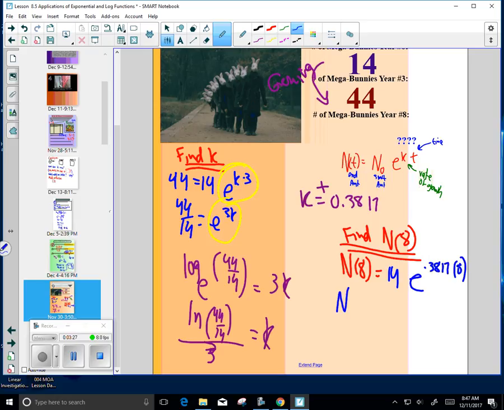So now we just use your calculator. N of the 8th year is 14 e to the, somebody tell me real quick, 8 times 0.3817. It should be around 2 point something. Oh, 3? Okay, I guess it was low there. 3.056. Now take 14 e to that, and that'll tell you about how many bunnies there'll be by year 8. And what is that equal to?